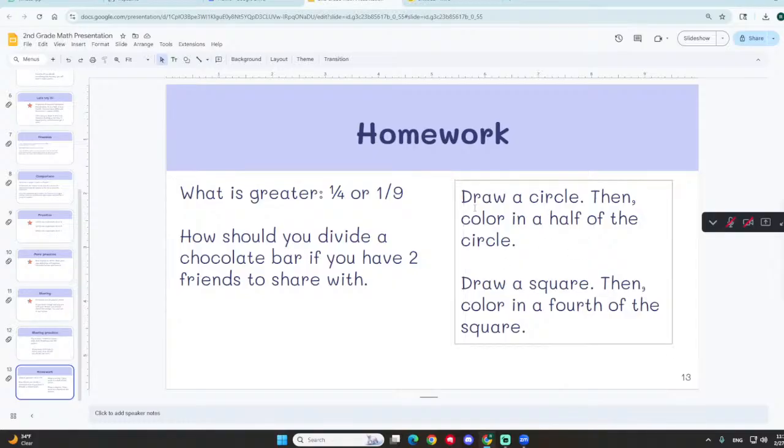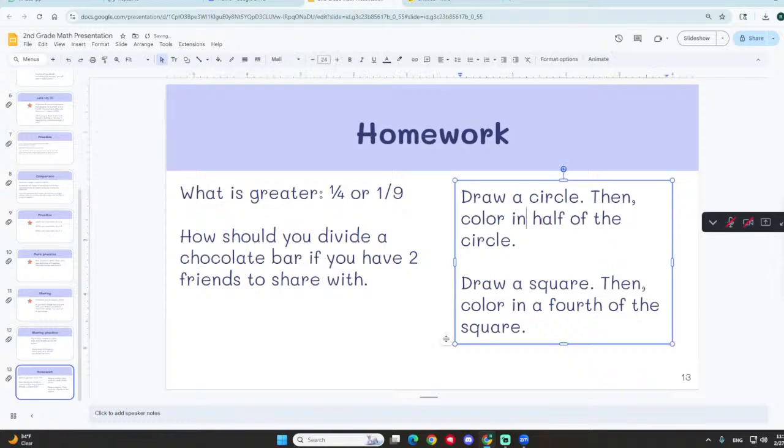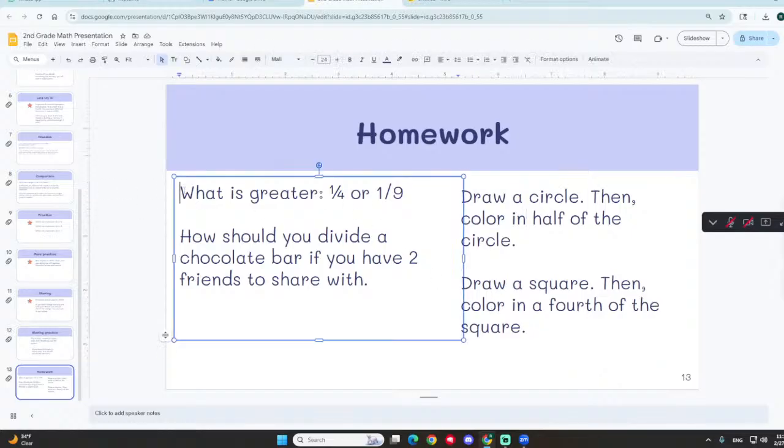Your other homework is to draw a circle, then color in half of the circle. So 1/2. Then draw a square and color in 1/4 of the square. Now I'll give the answer for these two problems. Pause the video if you don't want to see the answer, and do the problem and then come back and see the answer.